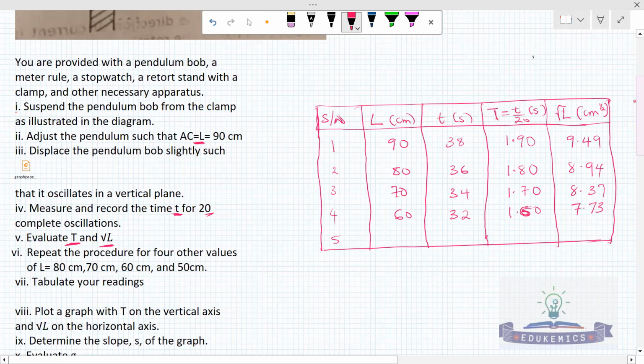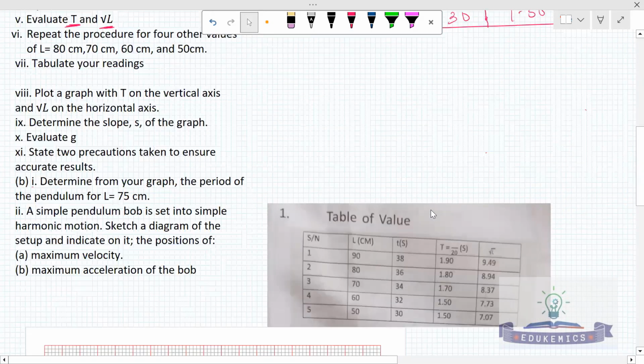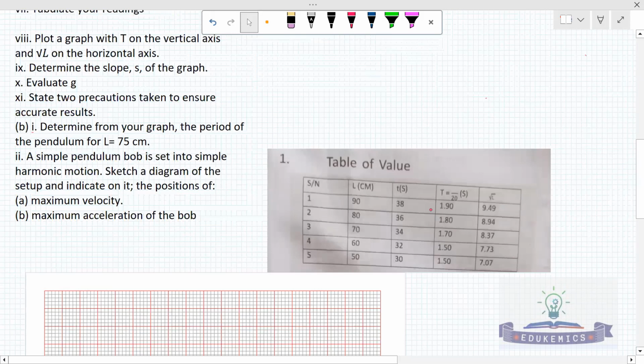And the last one is 50. So see, they should be straight. Make sure they are straight. 30, so 1.50 and 7.07. So these are the table of values. I've gotten the table of values, and that's exactly what we have here.